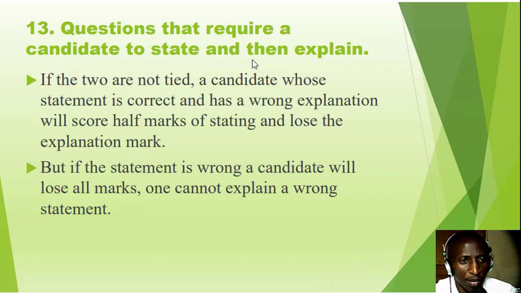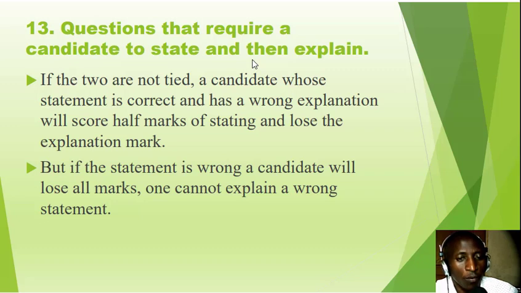If the two are not tied, a candidate whose statement, maybe an observation, is correct, but has a long explanation, will score half the marks for stating the correct observation, but lose marks for the explanation. But if the statement of the observation is wrong, a candidate will lose all the marks even if he gives a correct explanation, because one cannot explain a wrong statement.